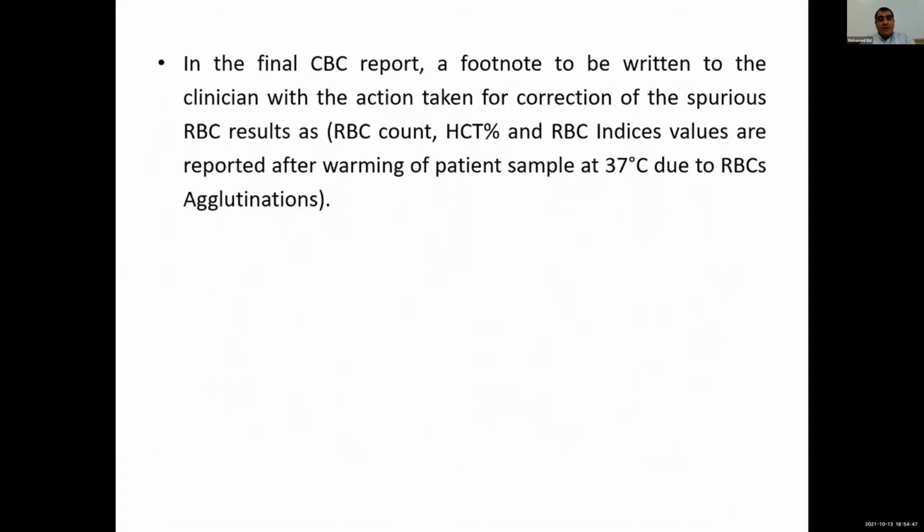After complete correction, as I mentioned before, a footnote must be written to the clinician with the action taken for the correction of the spurious CBC result. As we can write, RBC count, hematocrit percent, and the RBC indices values are reported after warming of the patient sample at 37 degrees centigrade due to presence of autoagglutination.